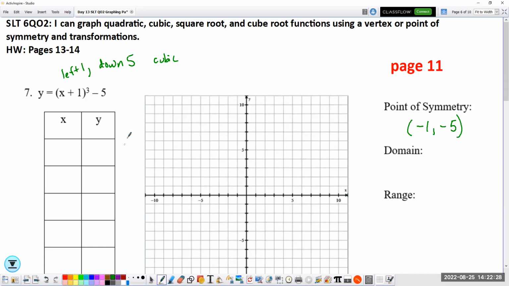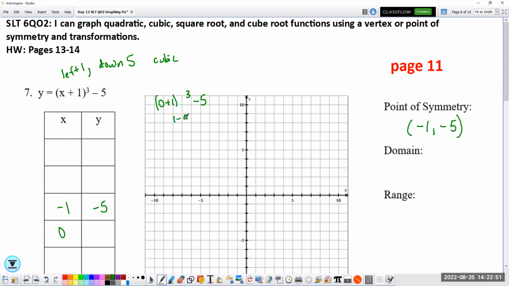Right. So cubic functions are not weird functions. I can cube everything. I already know the domain and the range will be all real numbers because of the shape. So I have -1, 5, and then I can go 0, and I'll just substitute 0 in here. 0 plus 1 is 1. 1 cubed is 1.